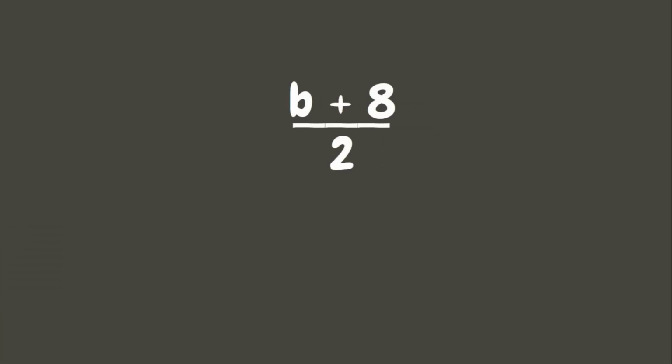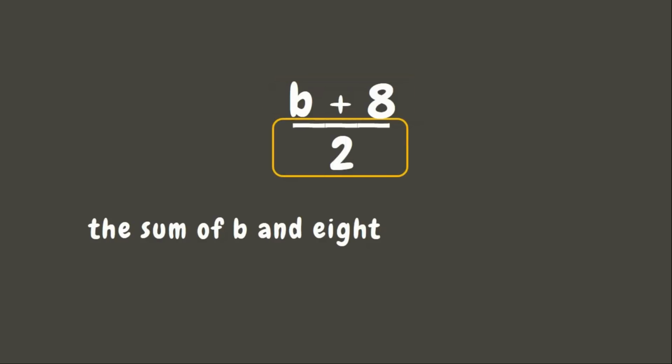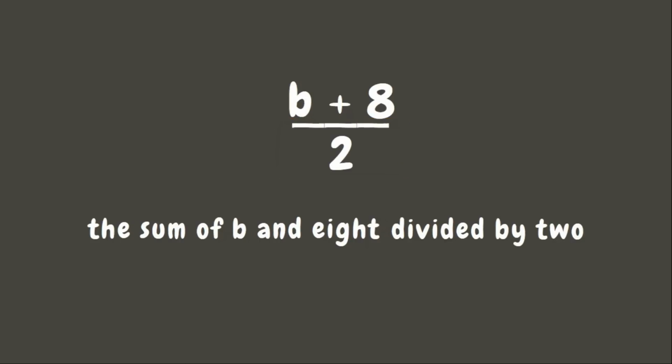This time, let us translate an expression into a verbal or word sentences or phrases. Here we have b plus 8 divided by 2. So first we have b plus 8. We can write this one as the sum of b and 8. And next we have divided by 2. So that would be divided by 2. Now we have the sum of b and 8 divided by 2. Wonderful! Let's have another example.